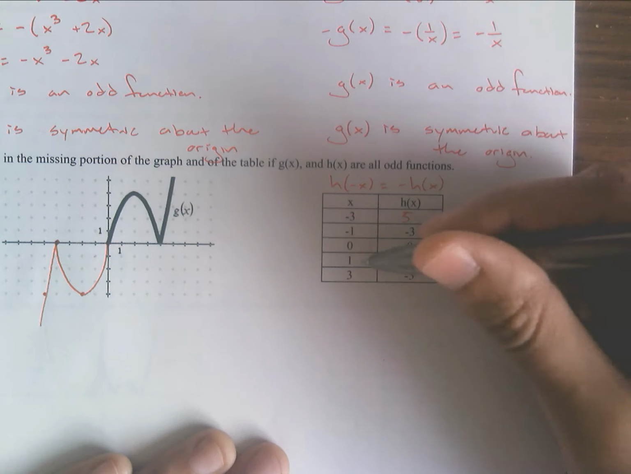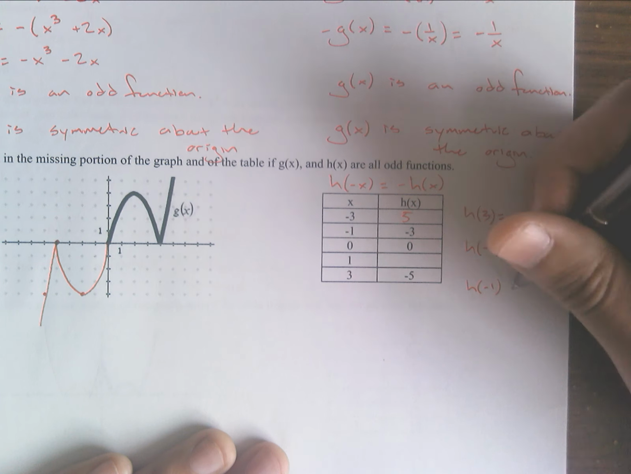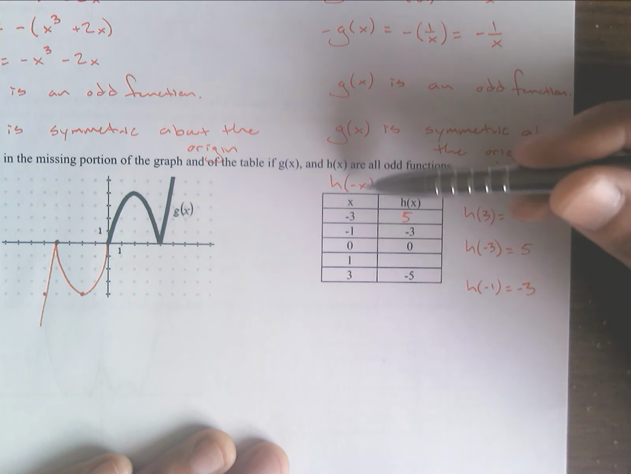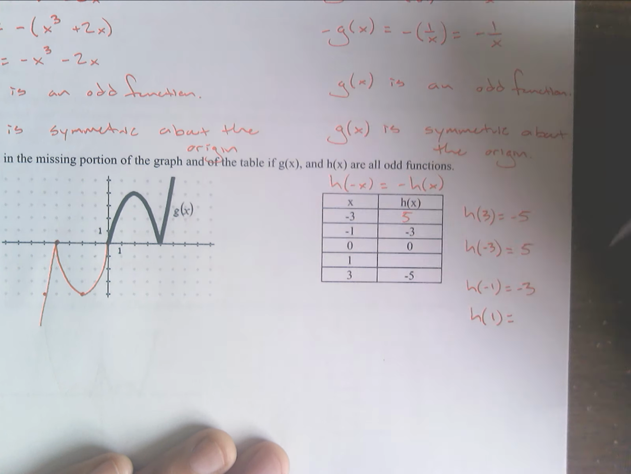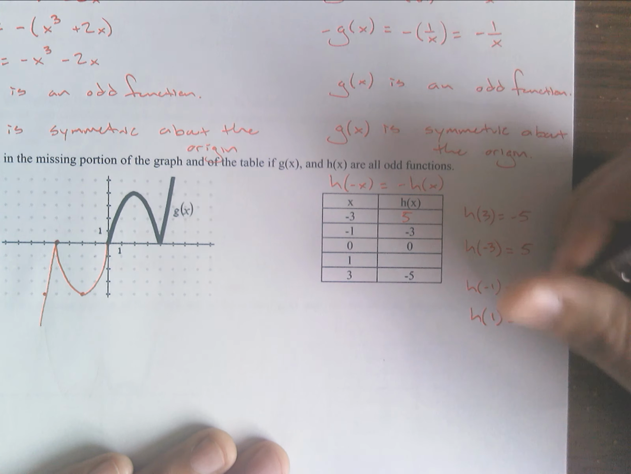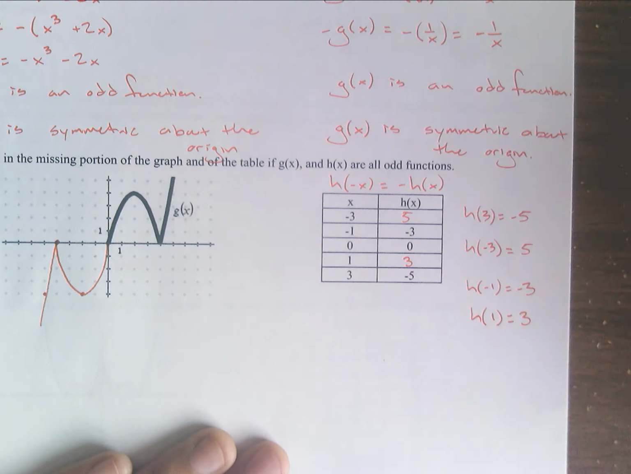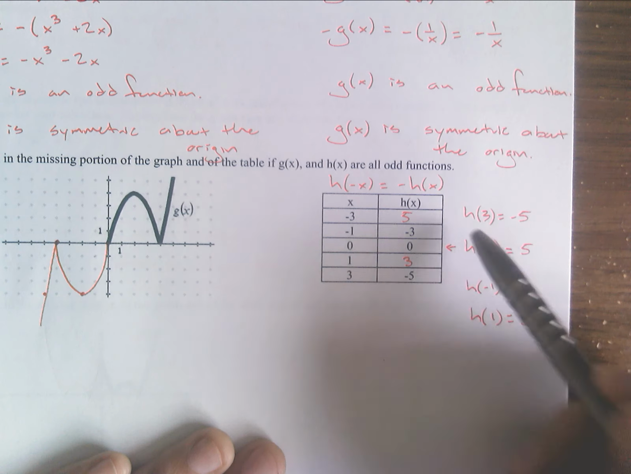Likewise, if I want to find h of 1, well, we know that h of negative 1 is negative 3. So then h of negative 1, or h of 1, must be negative 3, or negative h of x. So that would be positive 3. Okay. Again, our y-axis is right here. And we are rotating 180 degrees. So all of these values are going to be flipped.